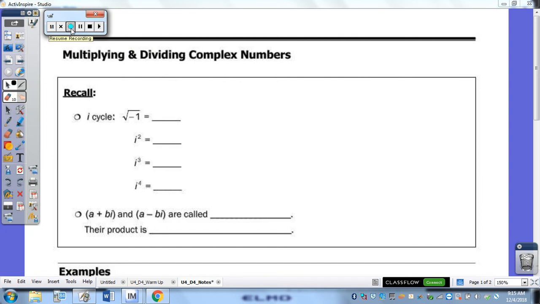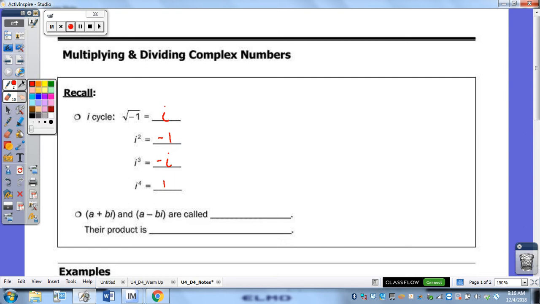All right, so today we are working on multiplying and dividing with our complex numbers, which we've already done a little bit, but we're just going to practice that skill a little bit more. So remembering our cycles of i. So we got i to the first, i squared is -1, i to the third is -i, and then i to the fourth is 1.